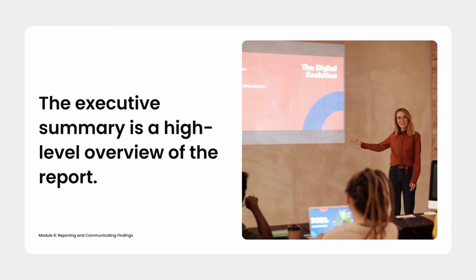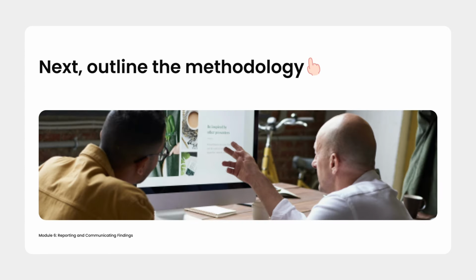The executive summary is a high-level overview of the report. It should briefly cover the objectives, methodology, key findings, and recommendations. This section is crucial for busy stakeholders who may not have time to read the entire report. Next, outline the methodology. Explain how you conducted the usability test, including the testing environment, tasks, scenarios, and tools. This section provides context and allows others to understand your approach.